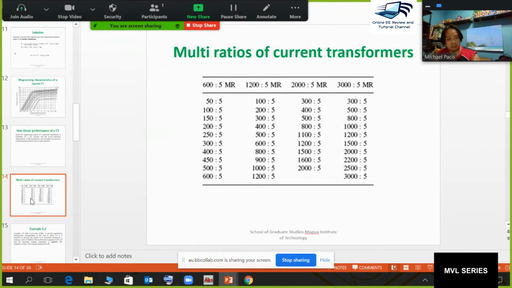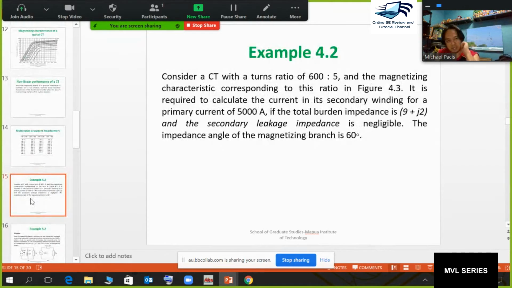Okay, please take note that current transformers have different ratios. It is called a multi-ratio. So this is the complete multi-ratio, and it can be as high as 3,000 by 5. Let us have this example, and we will make use of that curve later. Consider a CT with a turns ratio of 600 by 5, and the magnetizing characteristic corresponds to this ratio in figure 4.3, which is the knee curves. It is required to calculate the current in its secondary side for a primary current of 5,000 ampere.